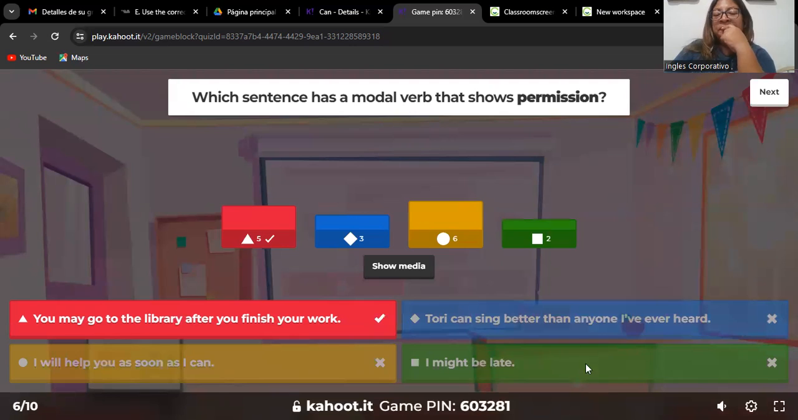Okay. Is the Tori can sing better? Dijimos que en este caso, sing is an ability. Entonces no está funcionando como algo que muestra permission. Okay. Y I will help you as soon as I can. Y este está expresando ability.